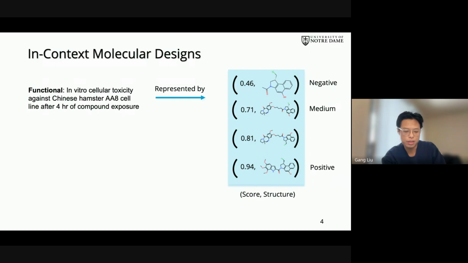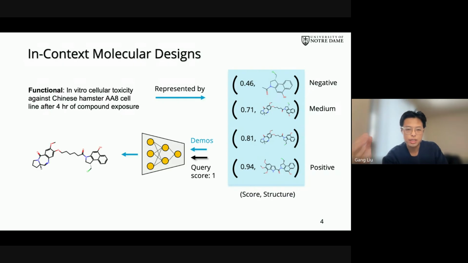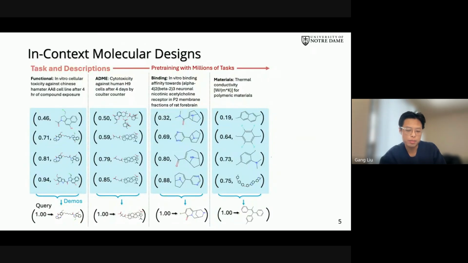The benefit of this new molecule-score context is that when we switch the context, like by adding or removing examples, we are implicitly changing the task. These examples, we call them demos. By analogy, the large language model uses sentences as the demos, and we use molecule-score pairs as the demos. Along with the demos, we can input the query score into the molecular foundation model. Then the model can design the structure based on the demos.